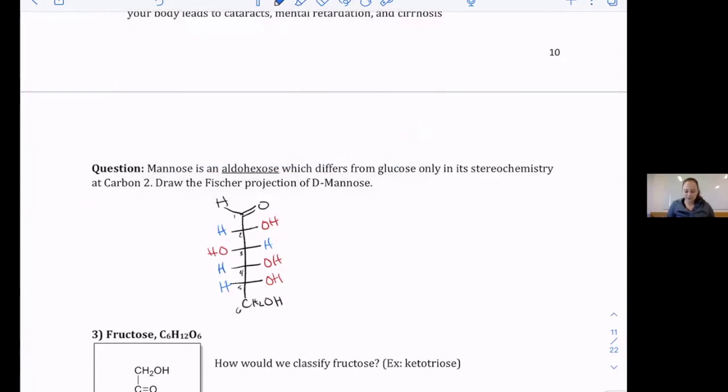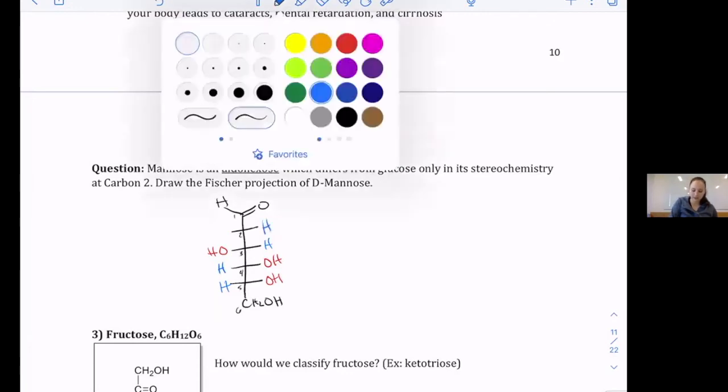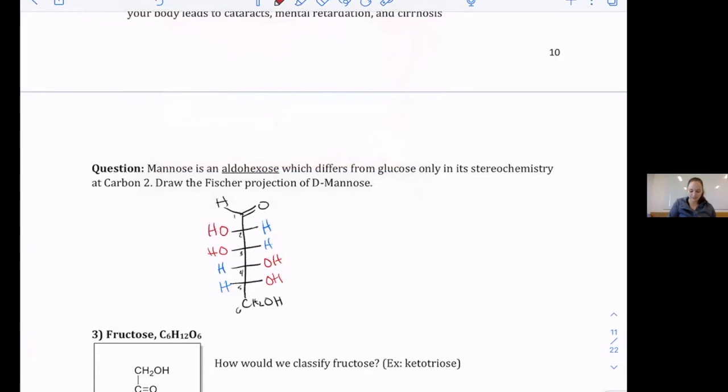The only change to get to mannose is that it changes its stereochemistry at carbon 2. So to get to that, all I'm going to do is swap the places of the hydrogen and the oxygen. So now I have D-mannose because I still know I have the correct enantiomer. The bottom carbon has the alcohol on the right side. And I switched carbon number 2 to the opposite stereochemistry at carbon number 2. So this is now the structure of D-mannose.